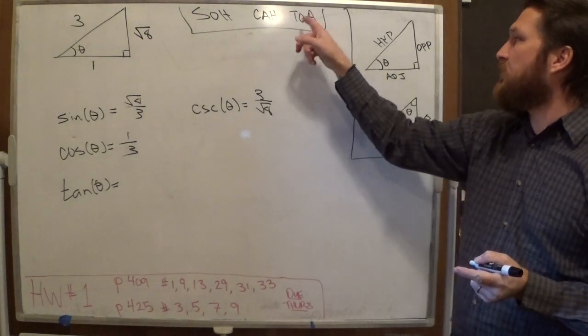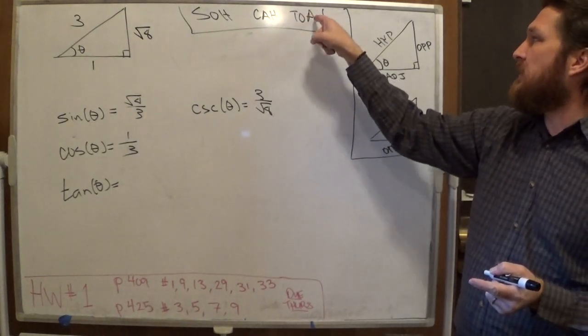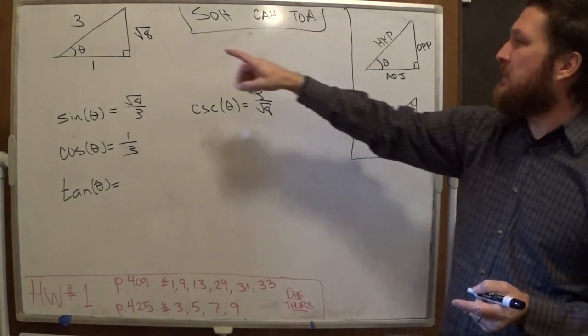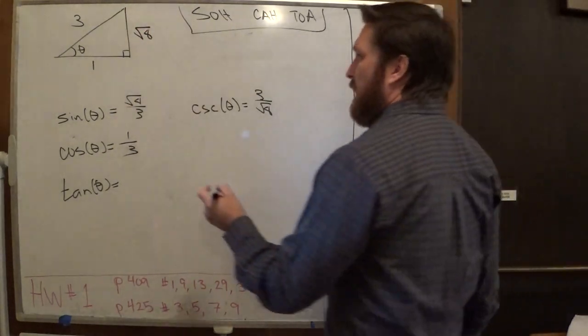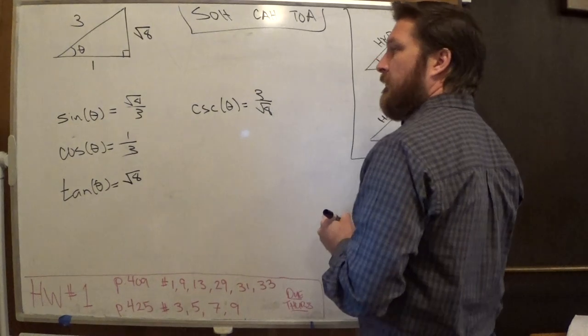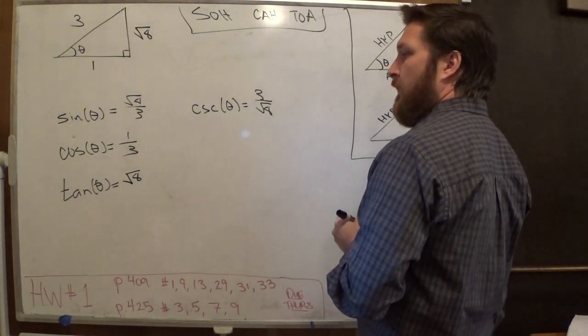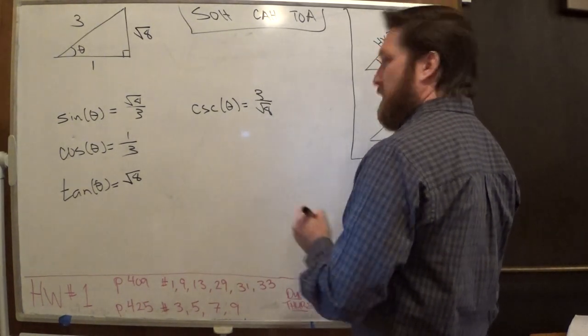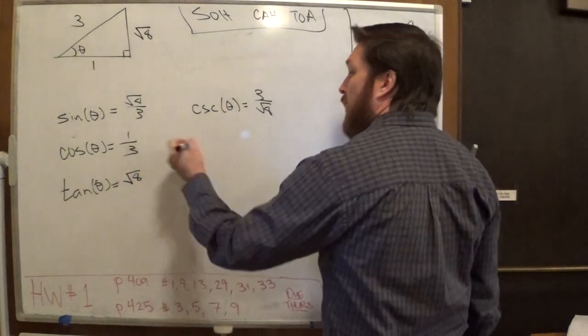Okay, TOA, T-O-A: opposite over adjacent. Opposite over adjacent would be root 8 over 1. Yes, okay. Now, cosine.